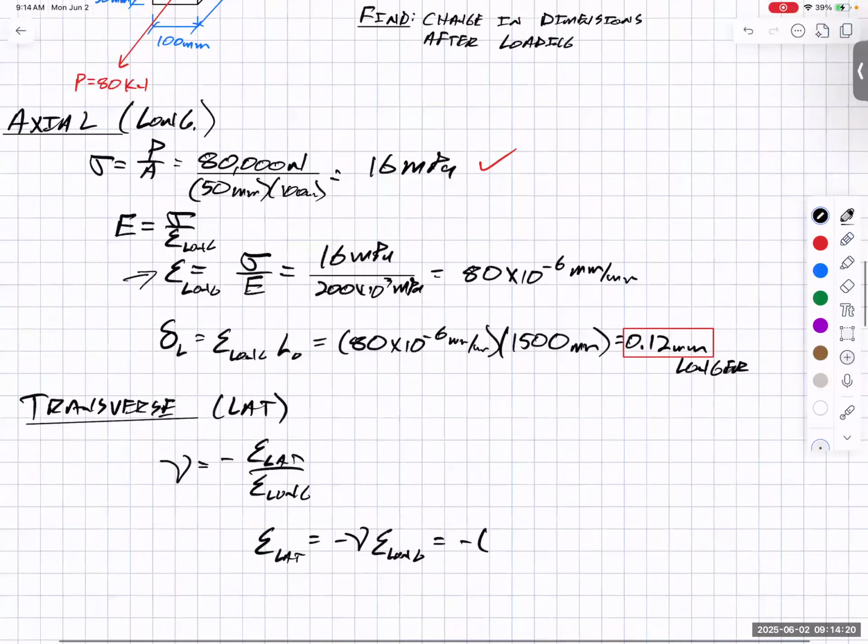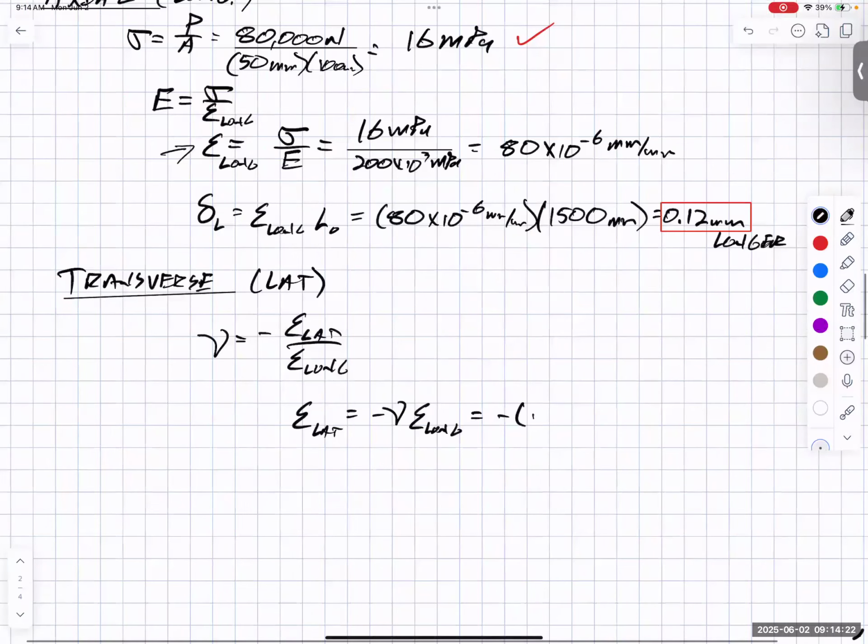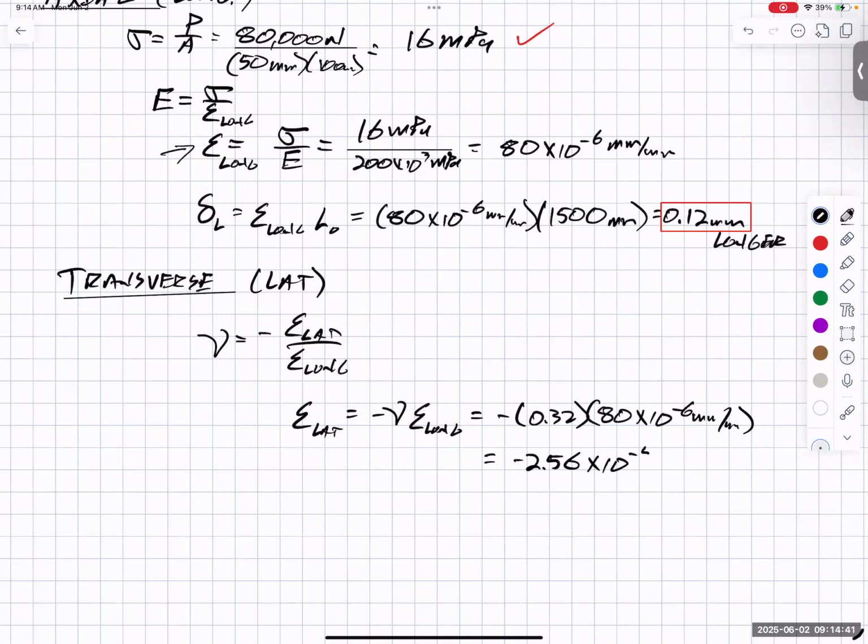So that gives me a negative, what is our Poisson's ratio for this? 0.32 times this longitudinal strain, which I just found to be 80 times 10 to the negative 6 millimeters per millimeter. Multiplying that through, what did I get? I ended up with something like minus 2.56. These are very small numbers, so I went to scientific notation, times 10 to the negative fifth millimeters per millimeter. So that's my latitudinal strain.